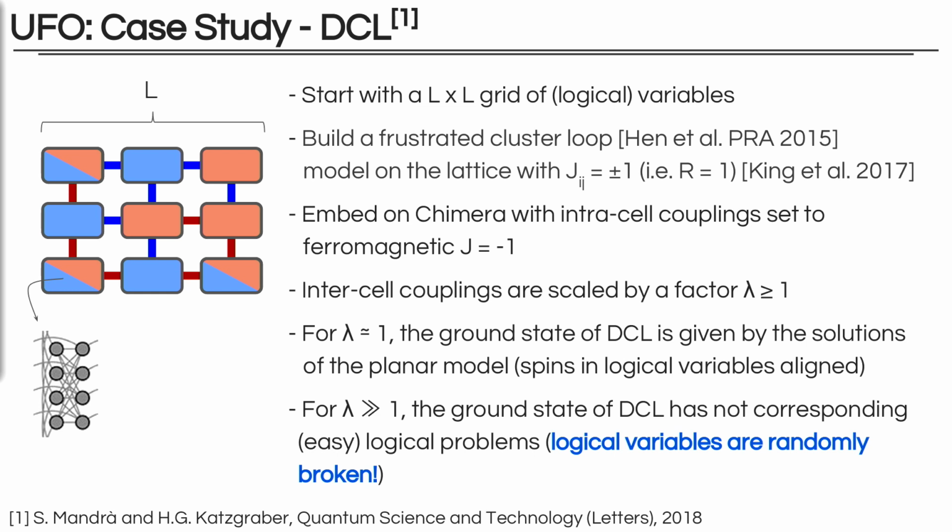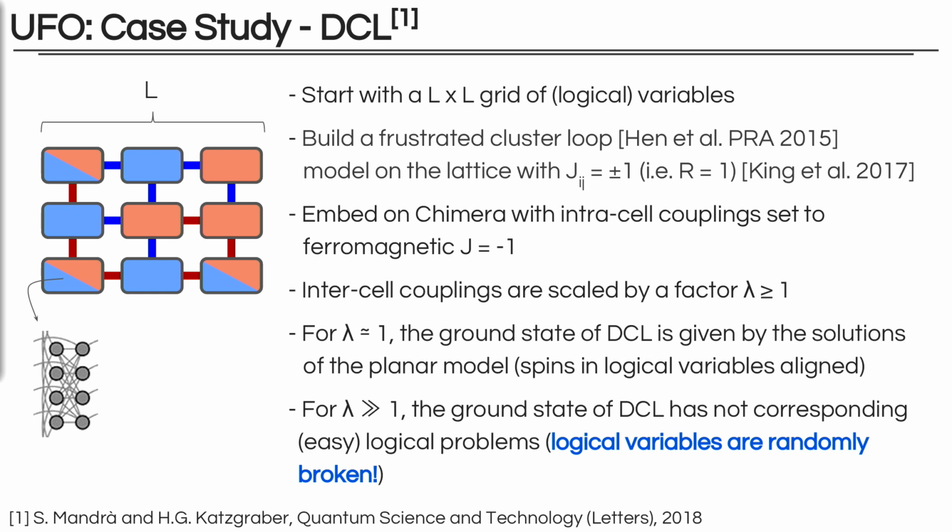One starts with a logical problem, whatever it is. In this case, it is the frustrated cluster loop, which is defined in these two papers. If you want to look at the details, it's there. And then you minor embed this logical problem into another Hamiltonian, which, in the case of this paper, published in Quantum Science and Technology as a Letter, is the Chimera Hamiltonian.